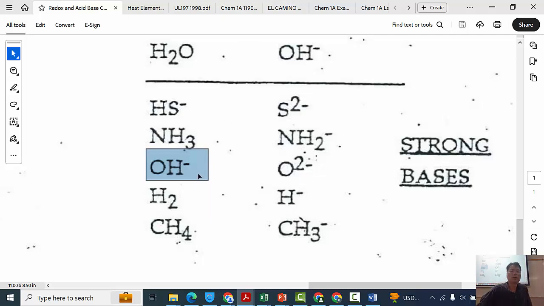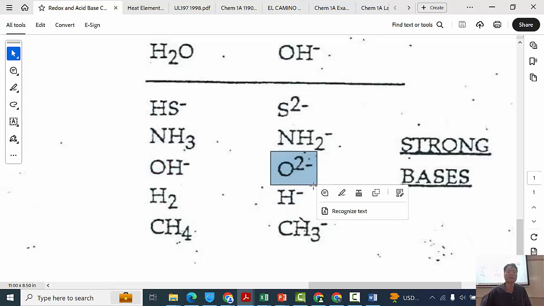Actually, we would need an extremely powerful base to get hydroxide to react as an acid. And those extremely powerful bases do exist. They're just not on this chart here. What can happen is a powerful base can come over here and rip off the hydrogen as an H+ and leave us with oxide. That's one way to make oxide.